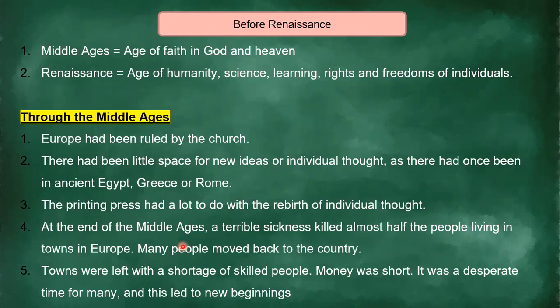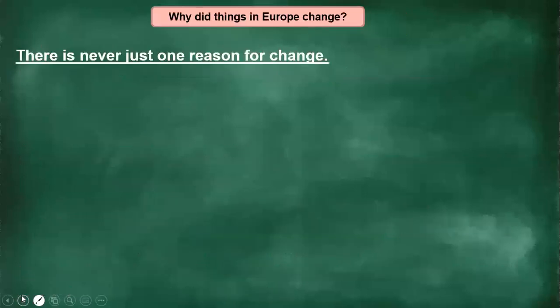So it led to, in the towns, people who were skilled were now less, okay? So money was now in short because all the people who are skilled are no longer there. So it was a desperate time for many people, okay? And it led to the new beginnings, which is the Renaissance. The Renaissance.